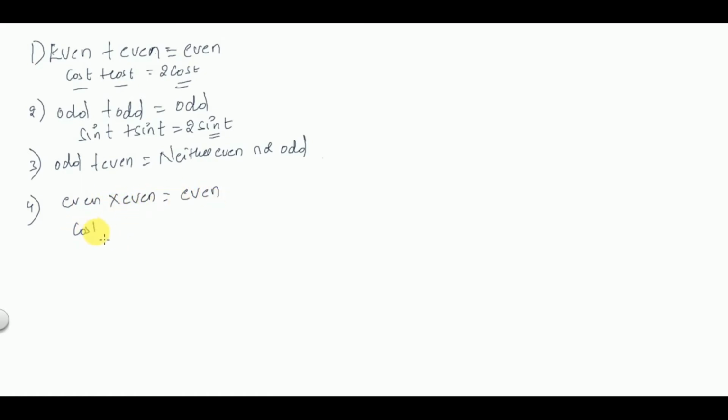For example, cos t into cos t can be written as cos square t. Cos square t can be written as (1 plus cos 2t) by 2. So this is again an even signal only.